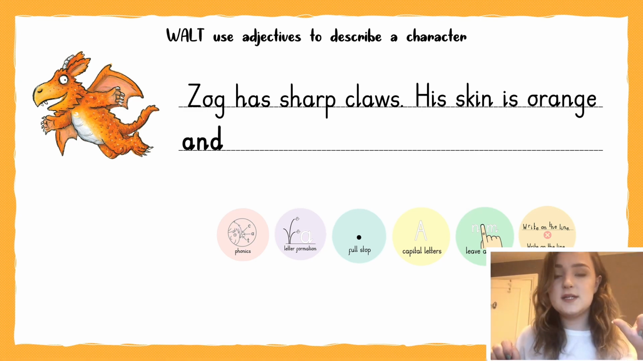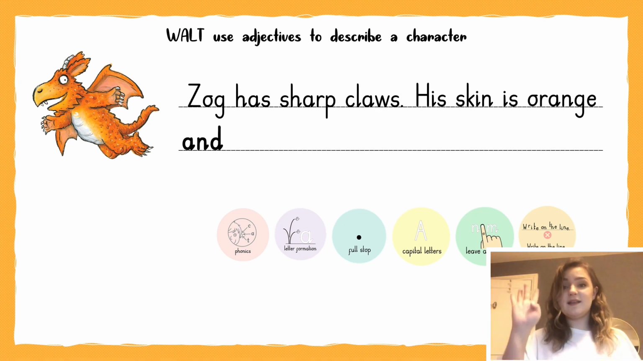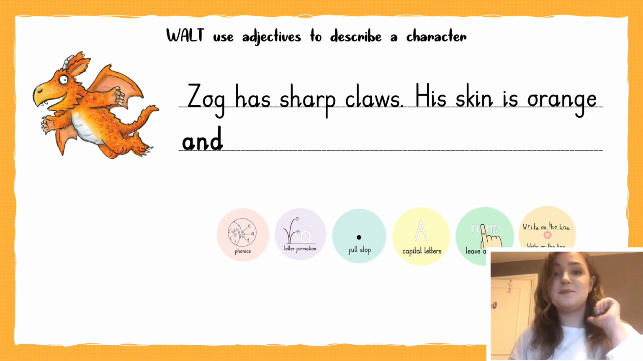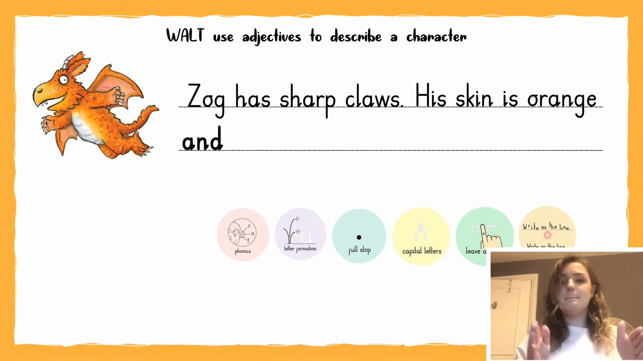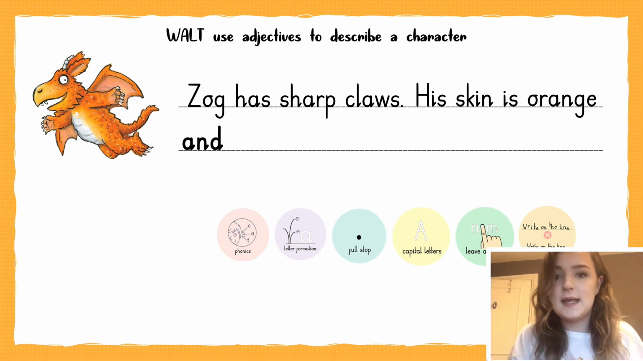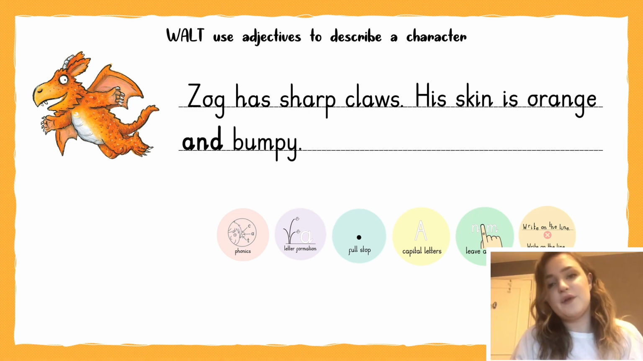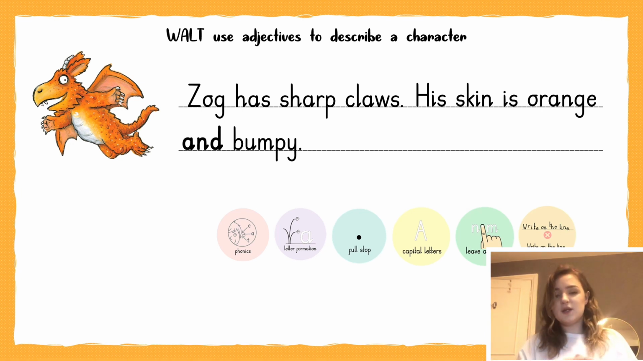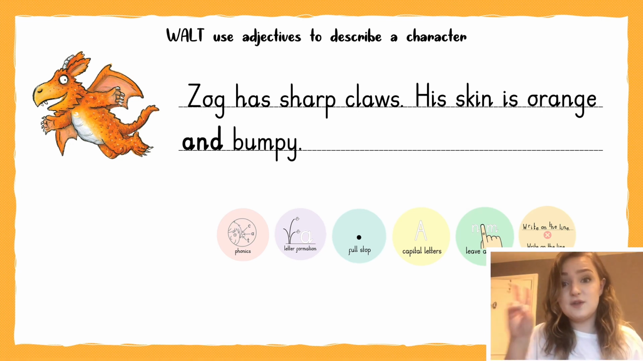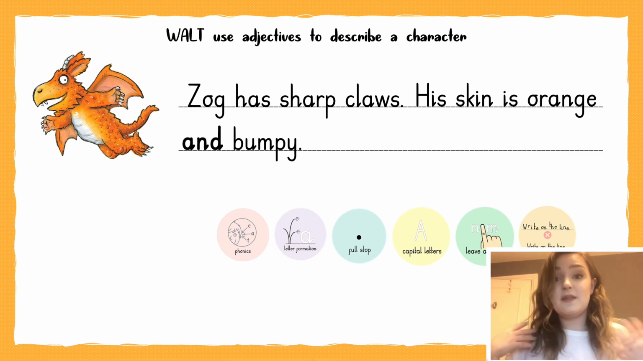What was our last word in our sentence? Bumpy. Bumpy, that was our last adjective that we used, wasn't it? So his skin is orange and bumpy. So let's sound out bumpy. B, u, m, p, e, bumpy. Now we put a y at the end of our word to make that E sound, don't we? It sometimes makes the E sound when we put it at the end of our word. Okay, so I've written 2 super sentences and I've used my always checklist to make sure that they're the best that they can be.